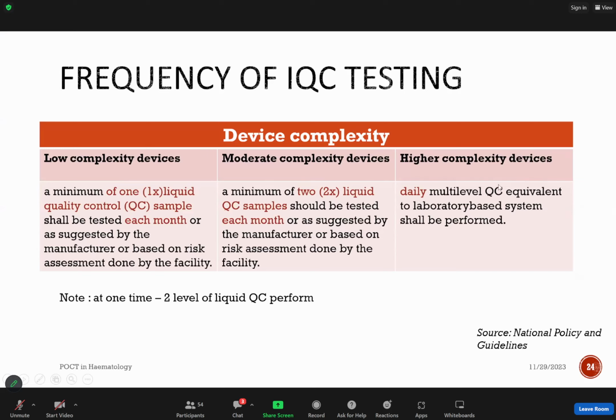This is, for example, like FBC. So, as we run daily QC in the lab, the POCT side also has to run daily QC because these are higher complexity devices.